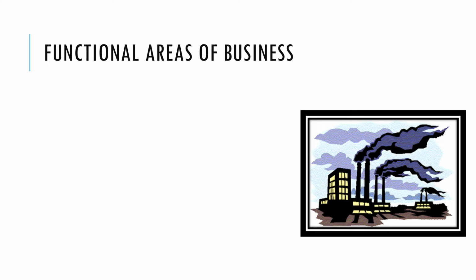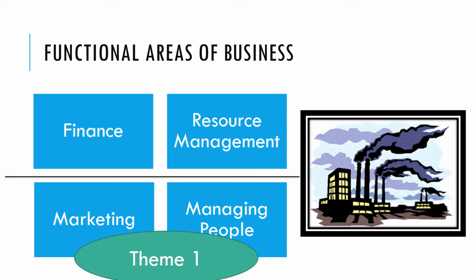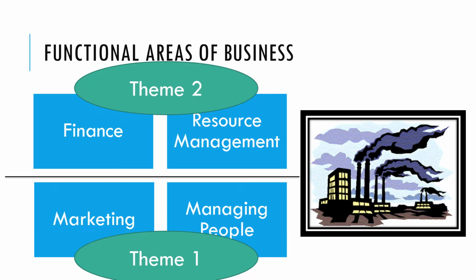If we consider our business, it normally has 4 separate departments in which its staff work. And in our AS studies, we're going to look at these 4 different departments. The AS syllabus is split in 2. In Theme 1, you're looking at marketing and managing people, and in Theme 2, we're looking at finance and resource management. We've already done finance, and we're now going to be moving on to a separate area of the business, which is called resource management.